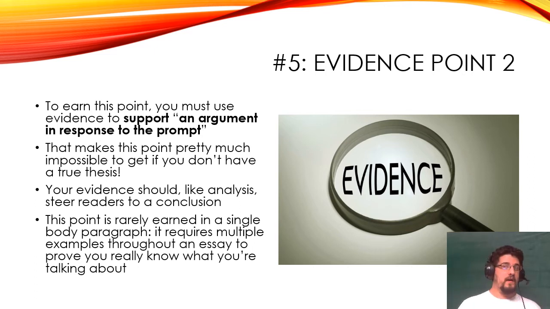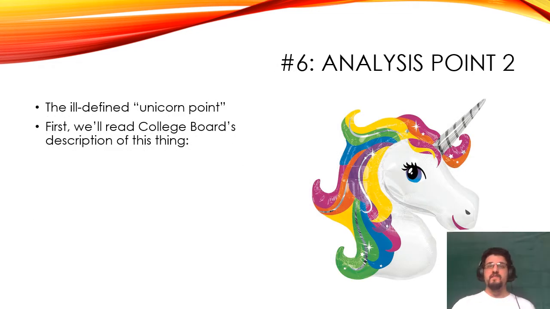So what do I need? Well, what's this last one? What's this mysterious 6th point? Well, it is analysis 2. Analysis 2 is often referred to as the unicorn point. First, I will flagrantly plagiarize College Board and show you what they have to say about it.